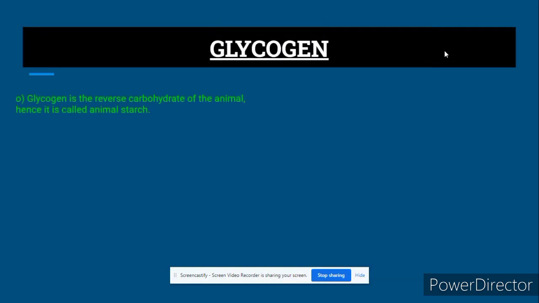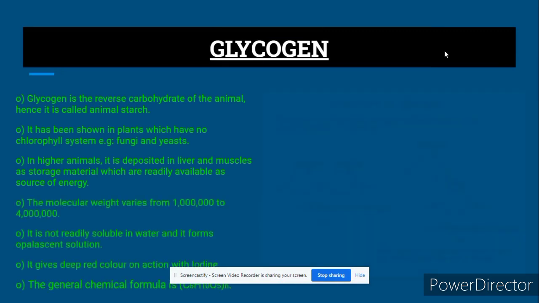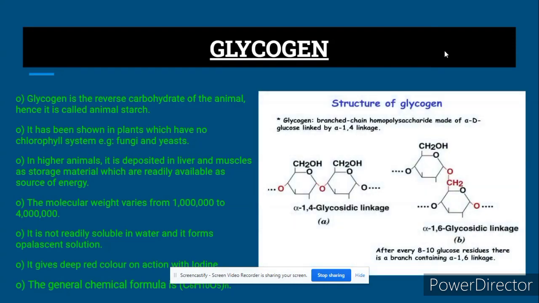Glycogen. Glycogen is the reserve carbohydrate of animals, hence it is called animal starch. Glycogen is a multi-branched polysaccharide of glucose that serves as a form of energy storage in animals, fungi, and bacteria. Glycogen has been shown in the plants which have no chlorophyll system, for example fungi and yeast.